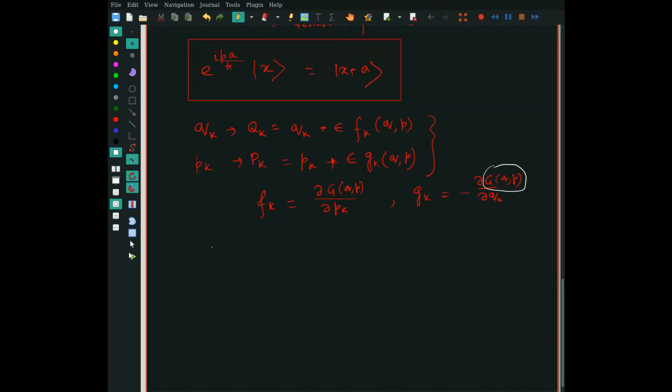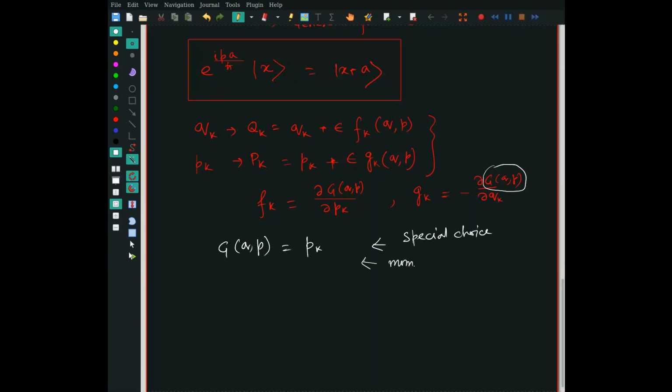Okay, so for example, just for fun, let me take G(q,p) equals p_k. This is a special choice, of course, where I just say that my G(q,p) is just the momentum along the kth direction.